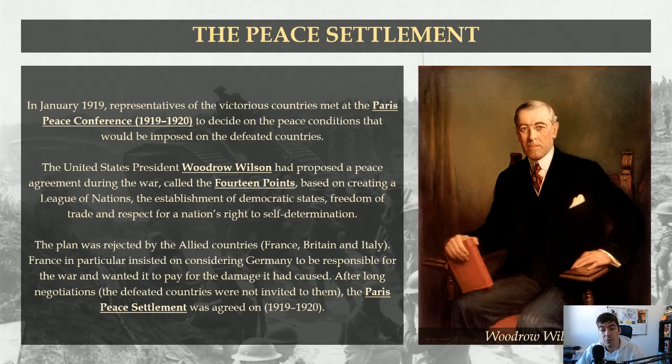Some of them were: he tried to establish a League of Nations, which is the previous organism before the United Nations created in 1945, the establishment of democratic states, the freedom of trade, and the respect for a nation's right to self-determination, el derecho de autodeterminación. This plan was rejected by the Allied countries, France, Britain, and Italy, and mostly by France, because they insisted on considering Germany to be responsible for the war and wanted it to pay for the damage it had caused, because, as you know, they were enemies since the Franco-Prussian War.